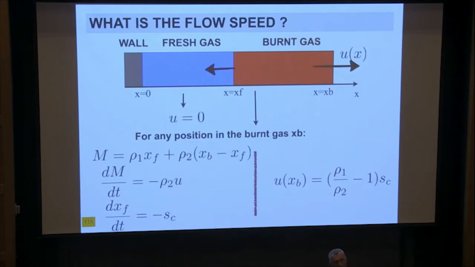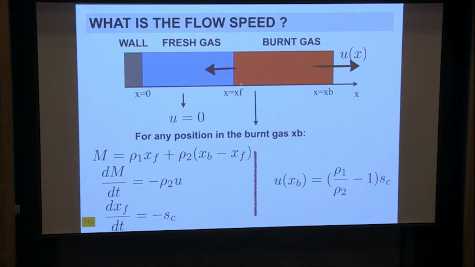What is the flow speed? And that's also an interesting thing. We can compute the flow speed in a flame like this. How do we do that? Well, we do just a balance of the total mass on a domain which is written here from 0 to x here. So the total mass is rho 1 xf plus rho 2 (xb minus xf).